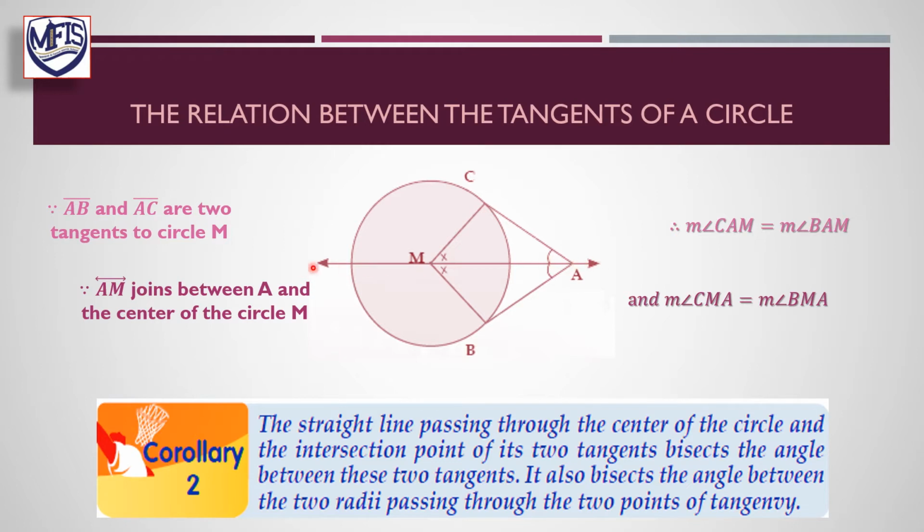And this straight line which passes through the center and point A bisects angle CAB and also bisects angle CMB. And this straight line MA is the axis of symmetry of chord BC. What is the meaning of axis of symmetry? That means this straight line bisects the chord and is also perpendicular to this chord.